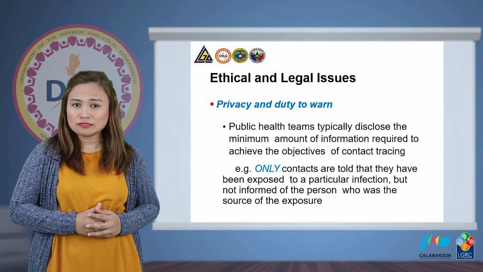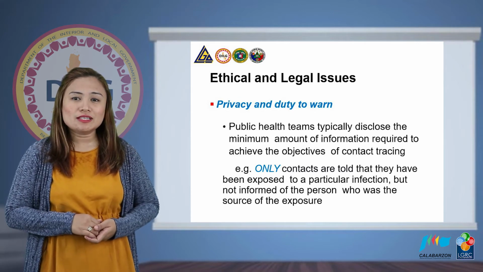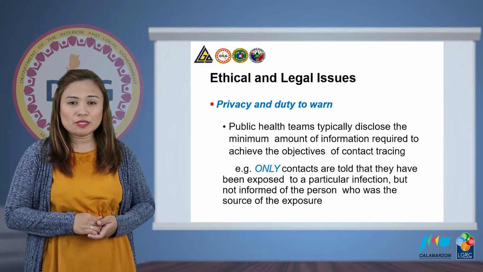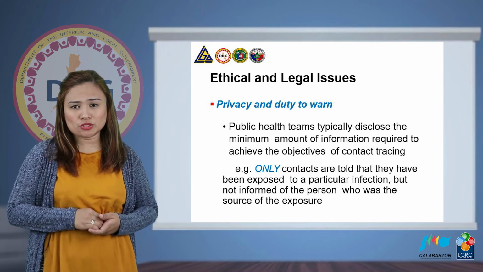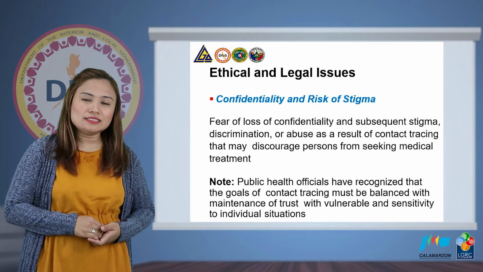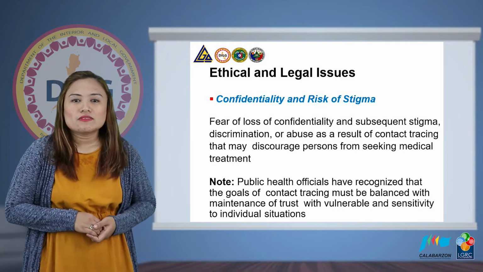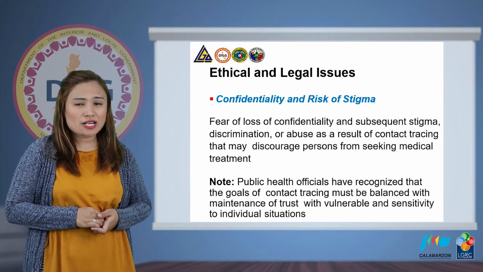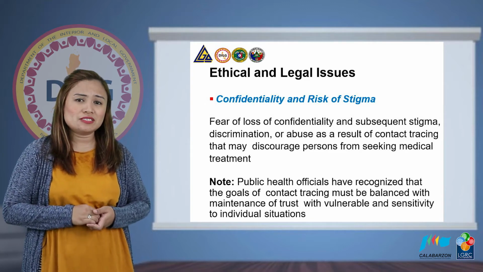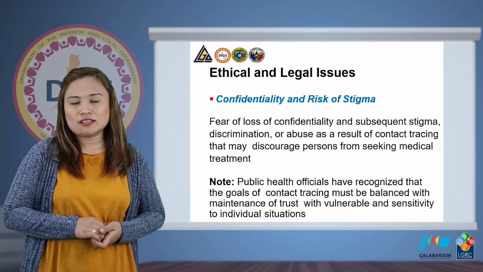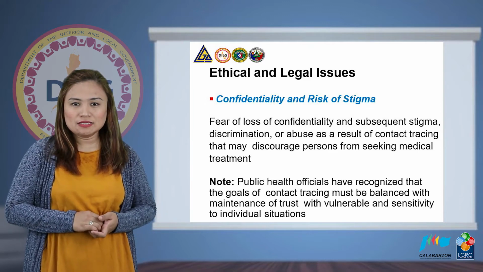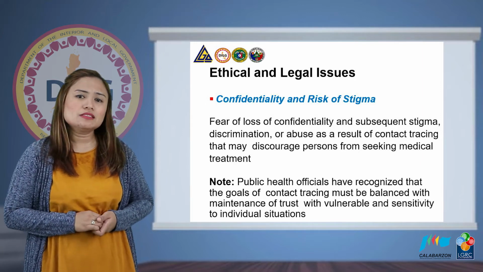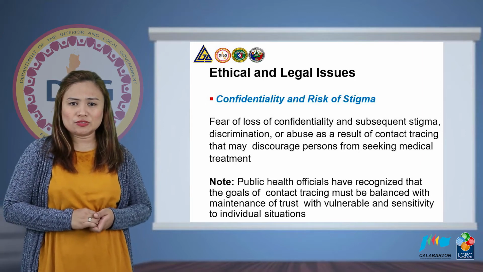How can we ensure that? Only contacts are told that they have been exposed to a particular infection, but they are not informed of the person who was the source of the exposure. The confidentiality and risk of stigma. If the social mobilization or advocacy campaign of our healthcare workers were not good, it will affect the privacy of the COVID-19 patients. Fear of loss of confidentiality, subsequent stigma, discrimination, or abuse may discourage persons from seeking medical treatment.